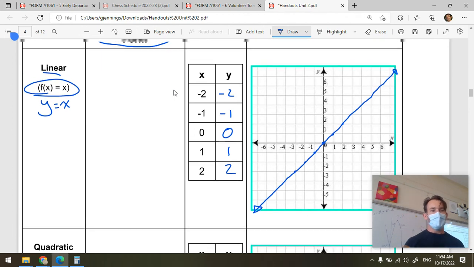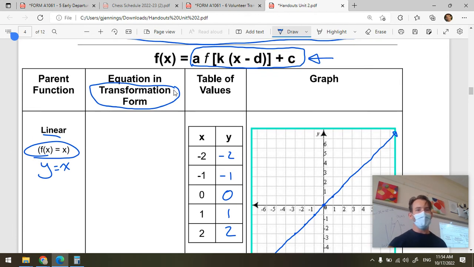All right. So what the heck is this transformation form that you're talking about, Mr. Jennings? Well, in this case, I'm going to teach ahead a little bit here. If you don't understand, don't worry.